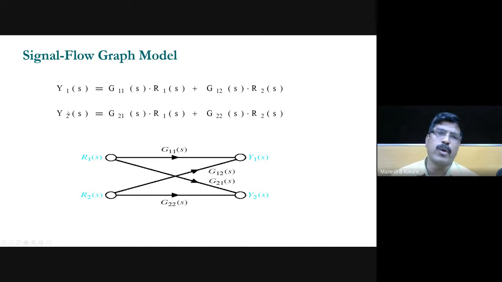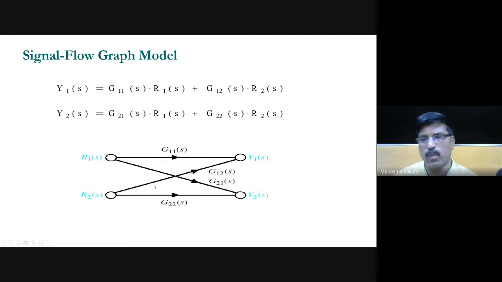Similarly, for y2, there are two signals. One is coming from r1, and another is coming directly from r2, right? So the r1 signal is getting multiplied with the gain g21, and plus another signal which is coming from r2. This is multiplied with the gain function g22. So for these two mathematical equations, the signal flow graph will be like this.